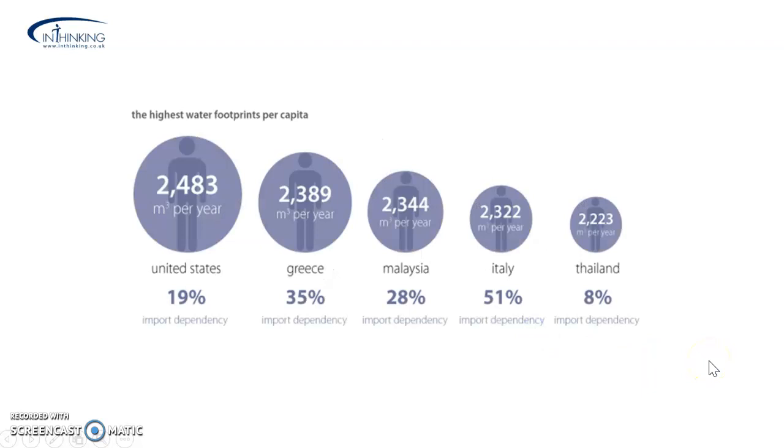And the highest water footprints per capita, well, USA, 2,483 meters cubed per year. And they have a 19% import dependency. Different countries with varying high levels. And it might be here to do with perhaps cultural use of water, attitudes to water conservation. And then in a country like Malaysia, it might be more to do with the importance of agriculture, the importance of irrigation systems and the dominance of that within that country. So quite a mixed range of countries there in terms of their water footprints.